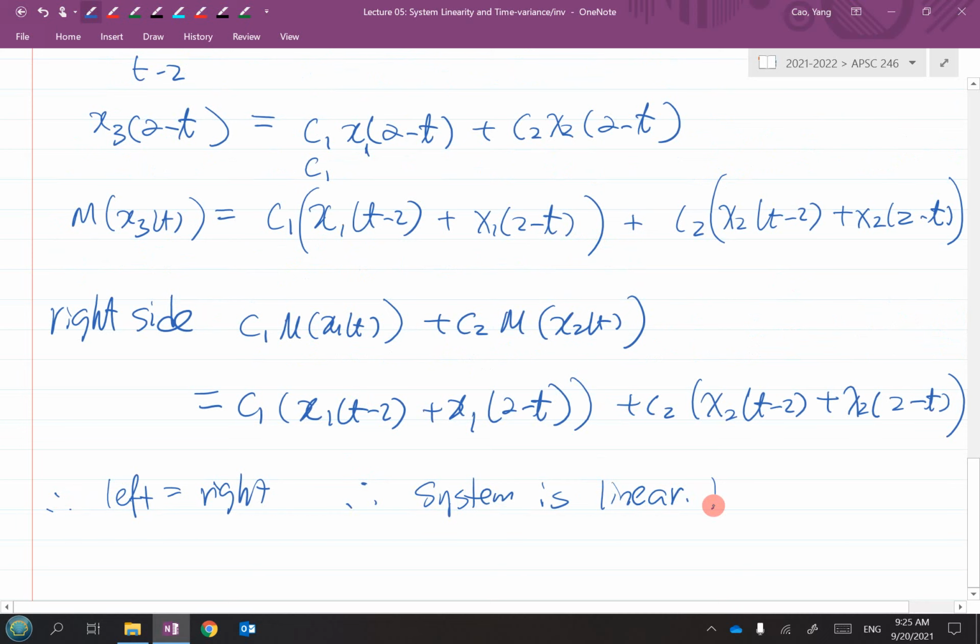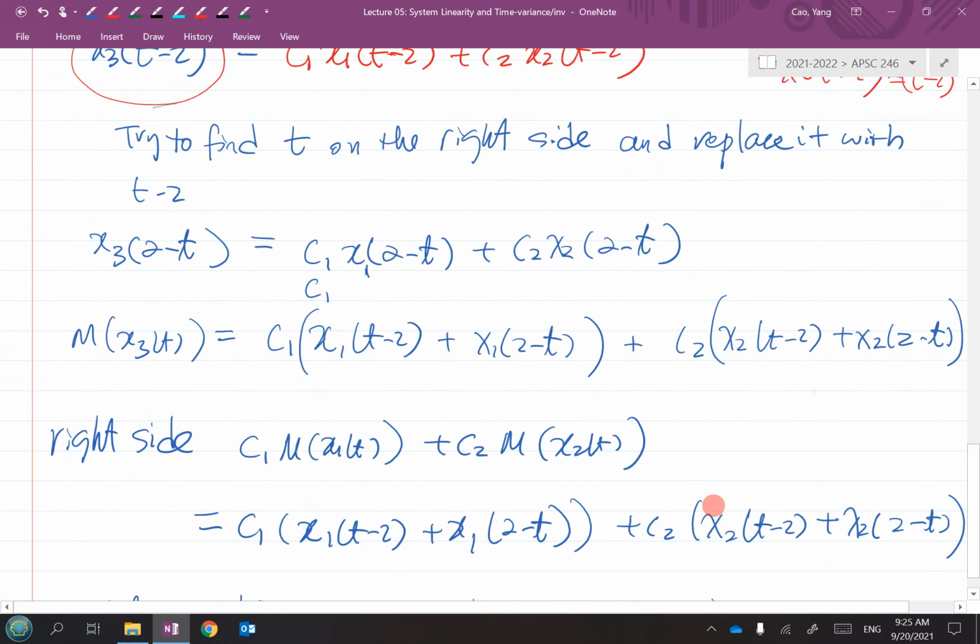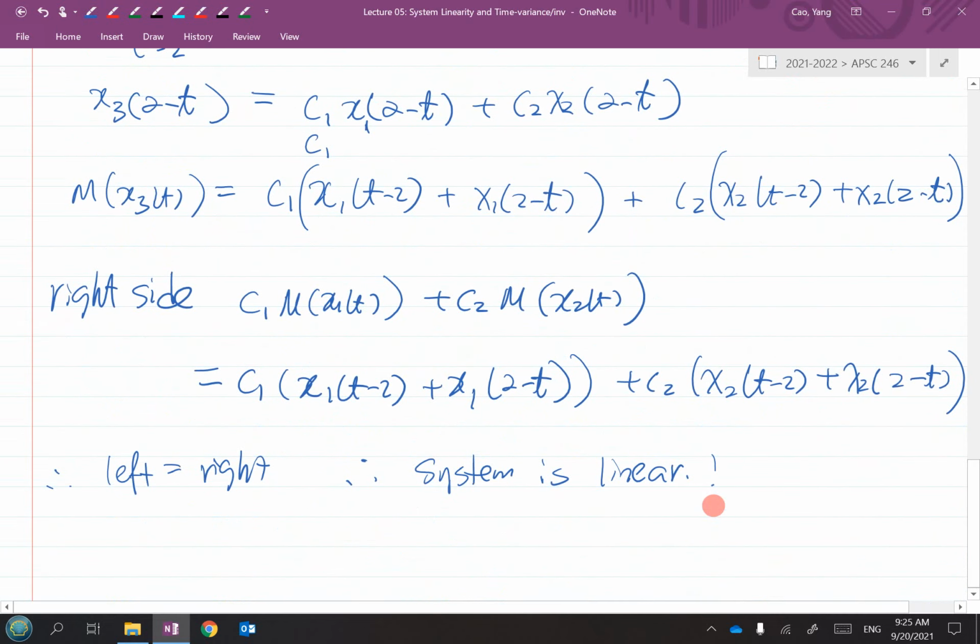The expression representing the given system turned out to be a linear system. I use the superposition property here, but I highly recommend that you check the additive property and homogeneous property applied to this question. It's an exercise. Very similar, but of course you're going to end up with the same conclusion. Any questions so far? Okay, good.